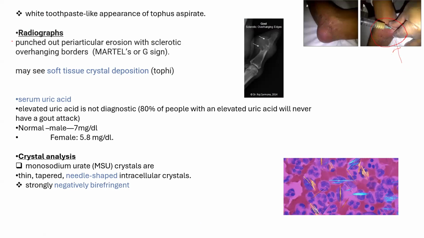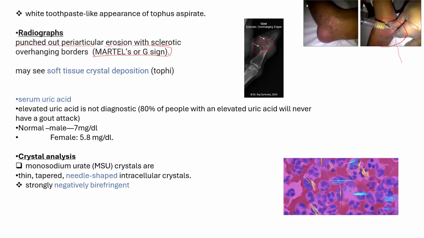You take an x-ray of the affected joint. When you take the x-ray, there is punched out periarticular erosion with sclerosis. Here, if you see, there are the gout changes in the joint, periarticular erosion of the joint, and there is sclerosis here. So this overhanging sclerotic margin is otherwise called Martel's or G sign.